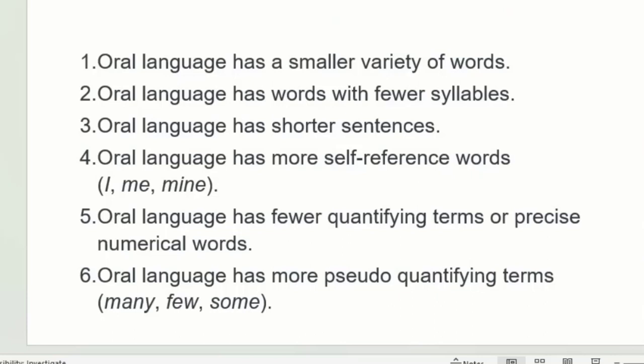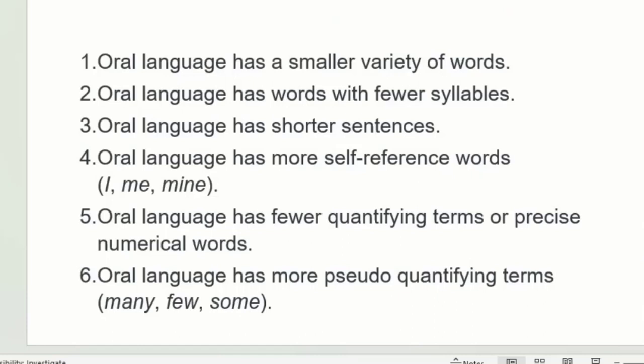Then oral language has more qualifying statements, clauses beginning with unless and except. Oral language has more repetition of words and syllables. When we say you repeat words, you know, I can say "it" all the time, right? The pronoun "it" can be for animals, can be for food, can be for anything. I can use it many, many times. That's repetitive.